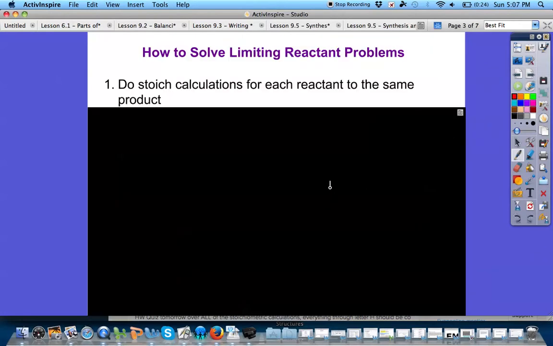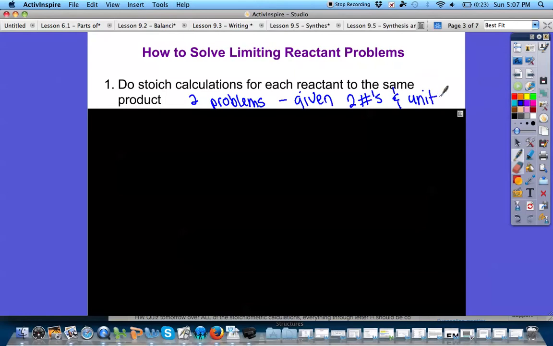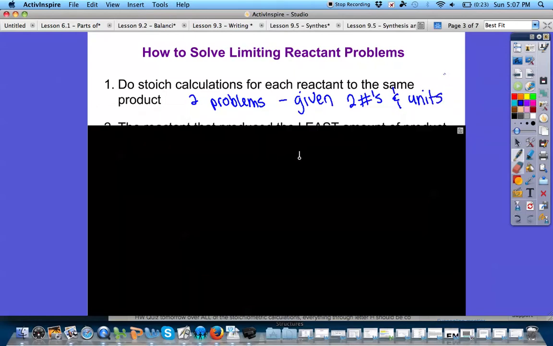So how to solve limiting reactant problems? The first thing that you're going to do is your stoichiometry calculations for each reactant to the same product. These calculations are nothing different than the calculations we've already been working with, only now you are going to have two problems, and in the question you're going to be given two numbers and units. Each of those numbers and units are going to start off a different calculation.